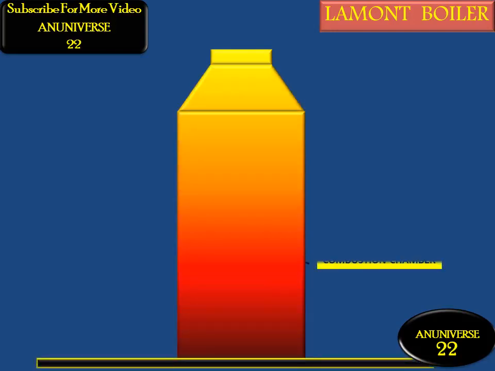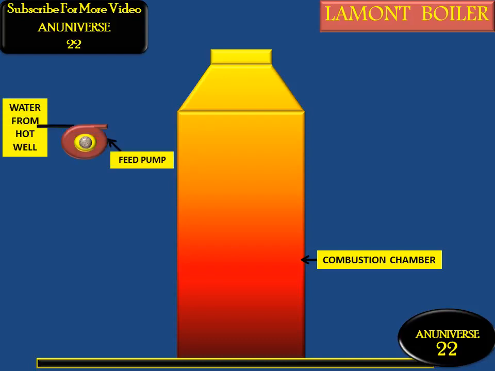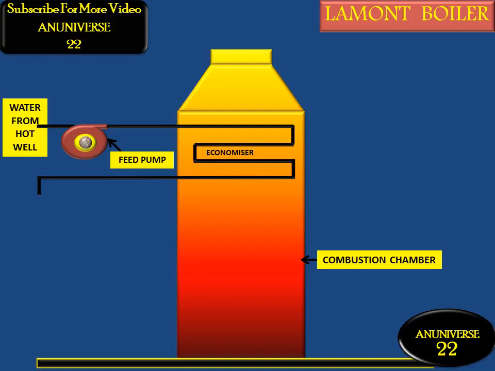Now we will discuss the main components of the Lamont boiler, and this is the combustion chamber. Generally the furnace in a Lamont boiler is vertical, and the main function of the furnace is to burn the fuel. This is the feed pump that is used to supply water to the economizer, and the economizer is used to preheat the water by using the remaining heat of the combustion gases. Generally the economizer increases the boiler efficiency.